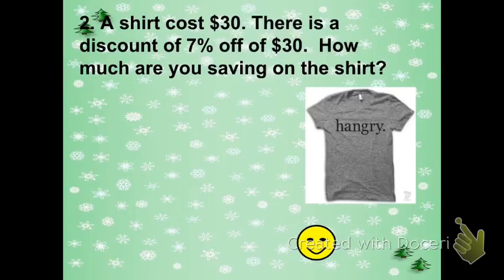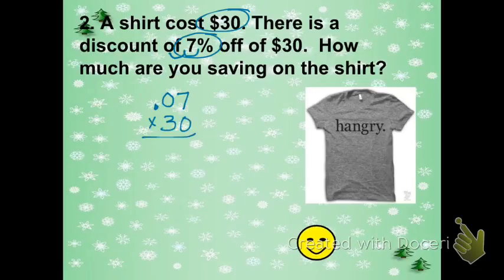Let's look at our next example. It says there's a shirt and it costs how much? $30. And it says there is a discount of how much? 7%. Now look, this is the most common mistake people make right here. They make that 0.7. But remember, you have to move the decimal two places to change it from a percent to a decimal. Over. So that makes it 0.07. That's 7%. Of $30, so times 30.